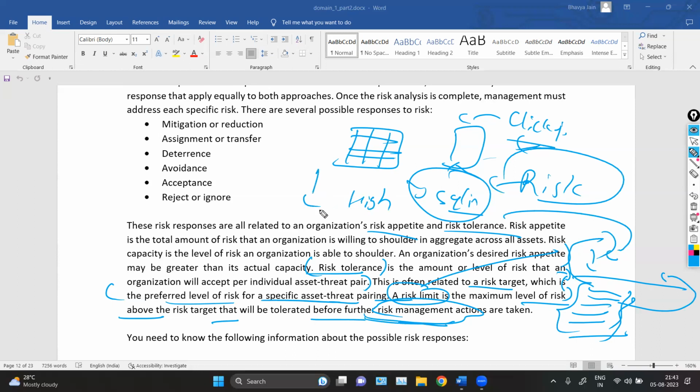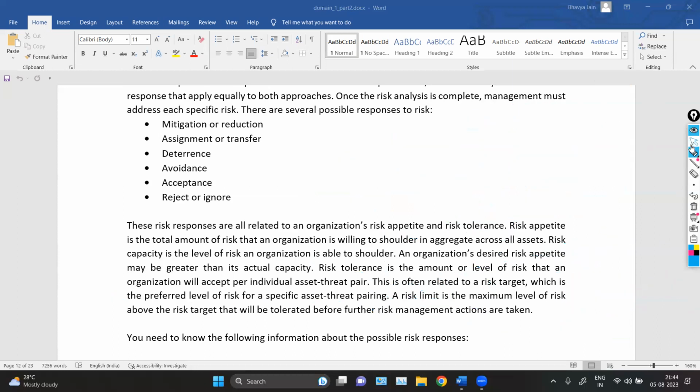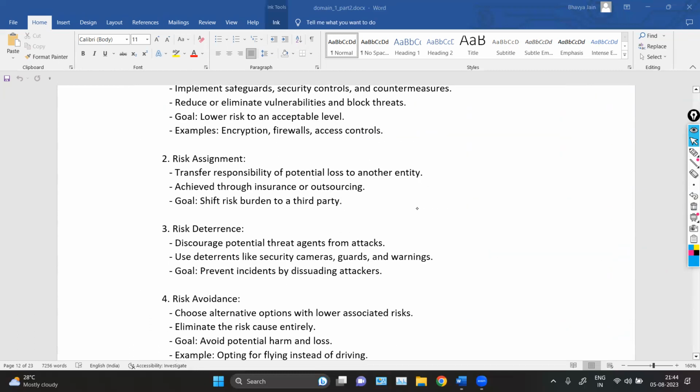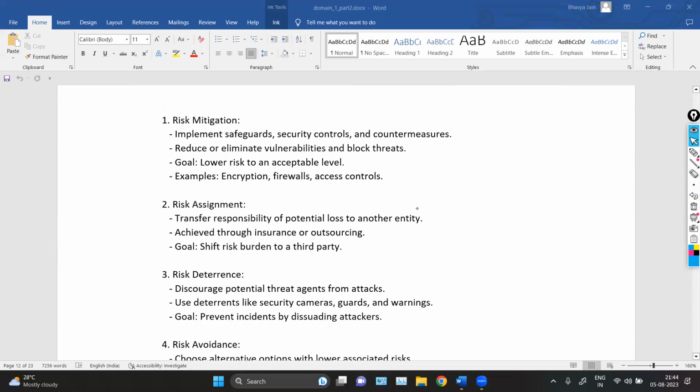You have to reduce the risk here. Let's say clickjacking or any other simple attack, and the impact is low, so that you can tolerate it, and that is below the security or risk limit. Okay. Now, here we have some risk responses, which is like risk mitigation. So risk mitigation is like you are implementing the safeguard, the security controls, the countermeasure, the security mechanism to reduce the risk or to eliminate the risk.